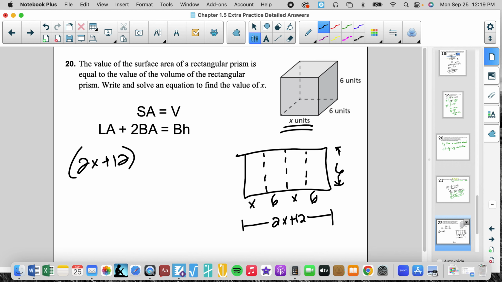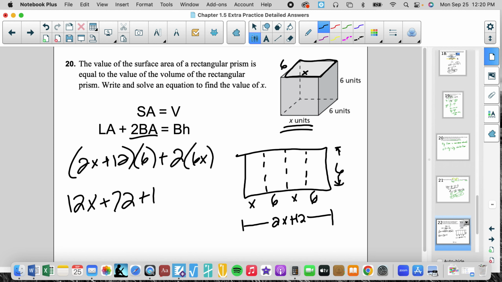So we have 2x plus 12. That's the length, times the width, which is 6, plus 2 base areas. So these are the bases, and we know that each is x by 6. So we have 2, and x by 6 is 6x, and that would be the 2 base areas. So if we distributed that, that's 12x plus 72 plus 12x. That's just for the lateral area.